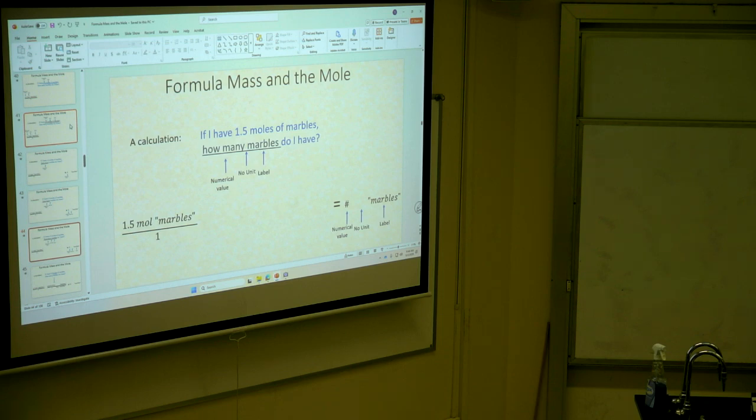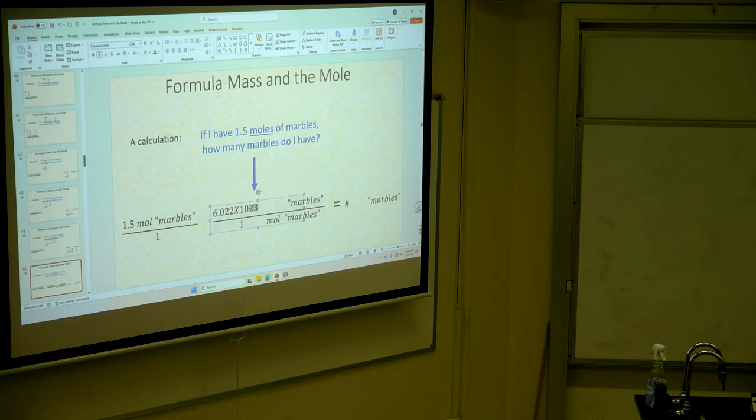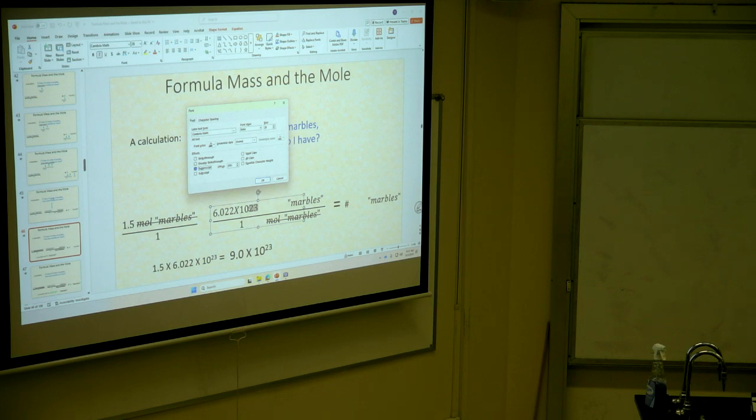And now you know how to use that definition I had on the other page. This is literally just the definition of a mole, this right here. And I've implemented it such that mole is on the bottom, so moles cancel, and you get blank, and you're literally going to get just the numerical value of how many marbles there are. Integer, it is an integer. 6.022 times 10 to the 23 is an integer. As crazy as that sounds.